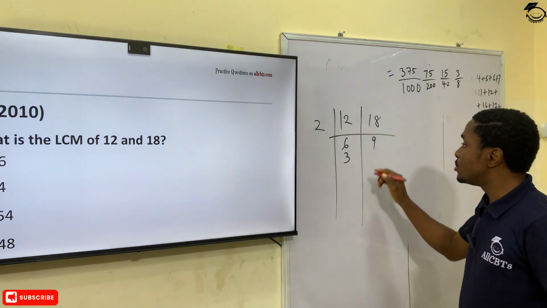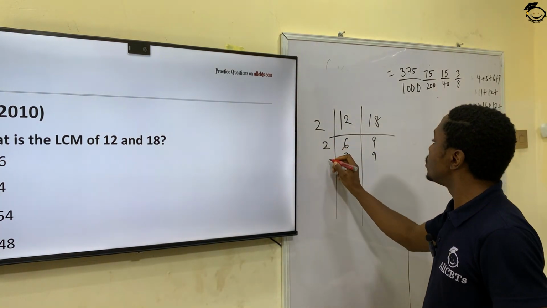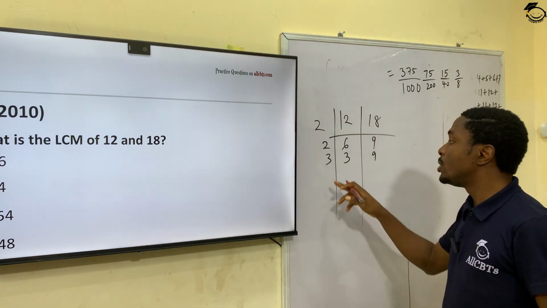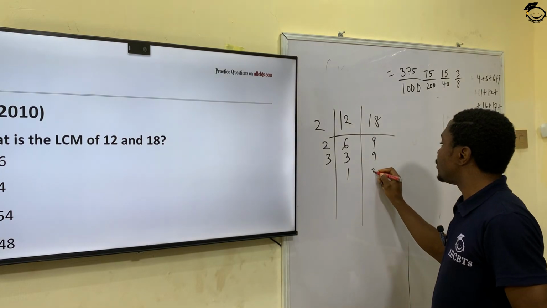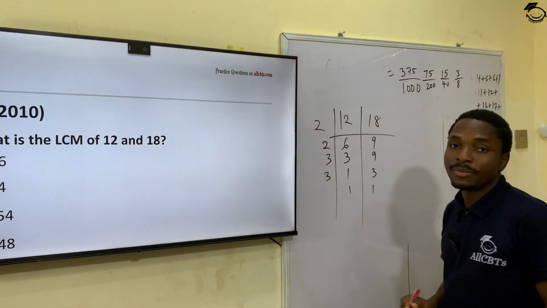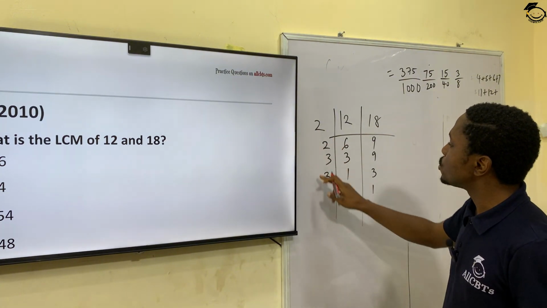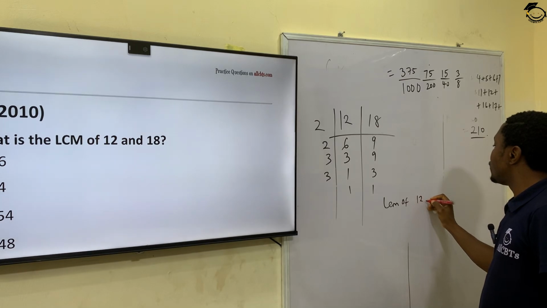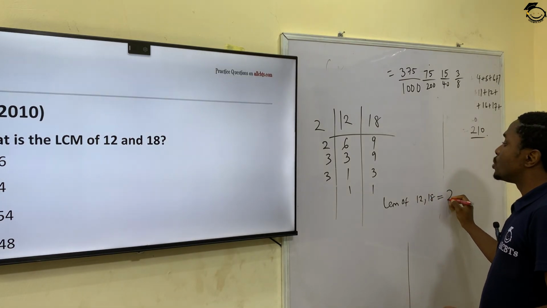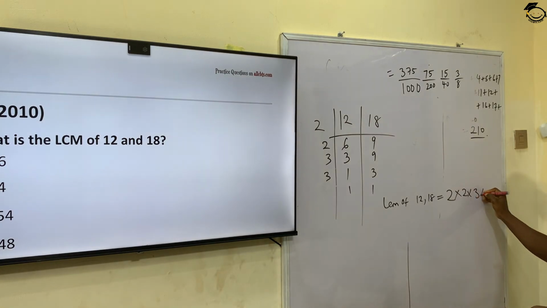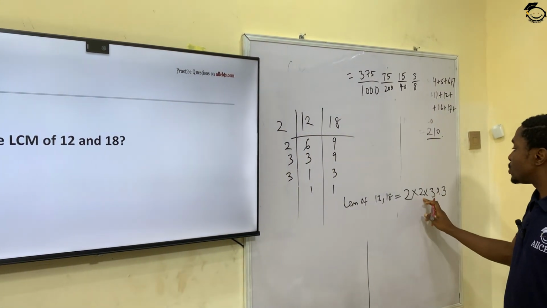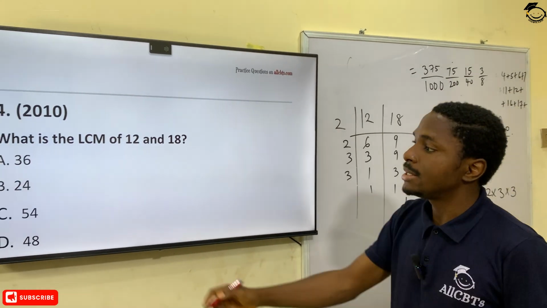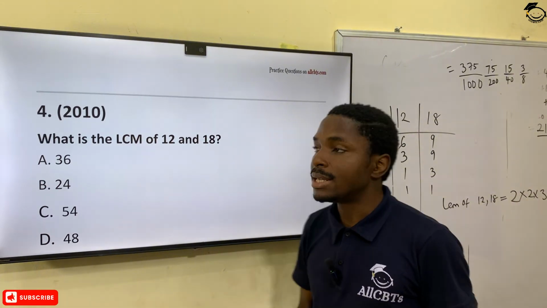2 cannot go in 9, so you bring your 9 down. So your 3, introduce 3 because 2 cannot go in 9 and 2 cannot go in 3 anymore. So 3 in 3, 1, 3 in 9, 3, 3 again, 1, 1, right? So 2 times 2 times 3 times 3. Your LCM of 12 and 18 equals to what? 2 times 2, 4. 4 times 3, 12. 12 times 3, 36. So the LCM of 12 and 18 is 36.